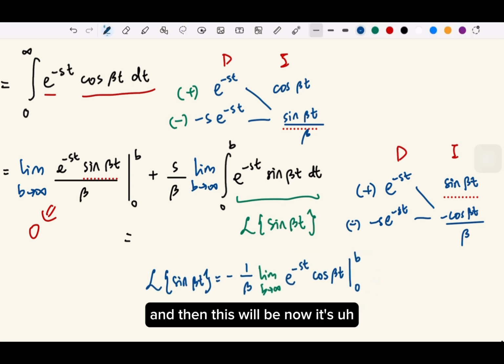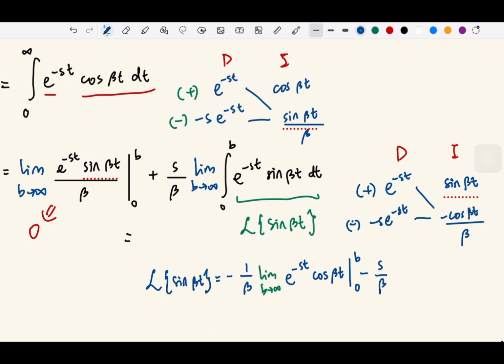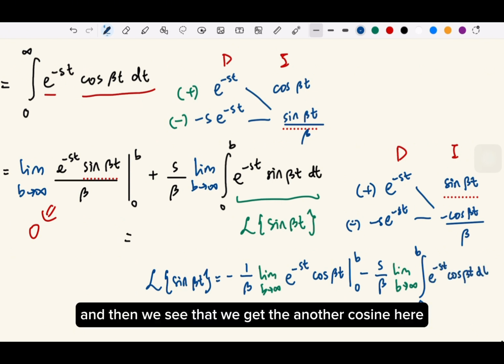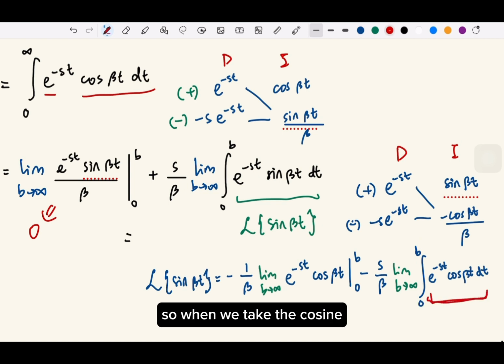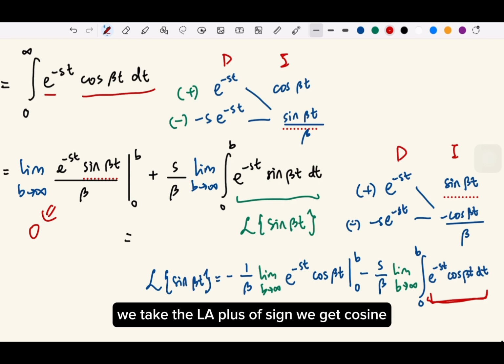And now it's a positive, but it's multiplied again with negative, so negative s over beta, take the limit. Then we see that we get another cosine here, right? So when we take the cosine, we get sine in the result of the integration by parts. We take the Laplace of sine, we get cosine.